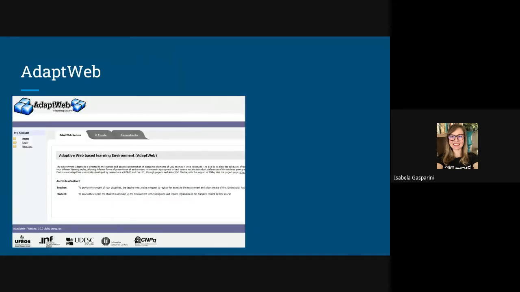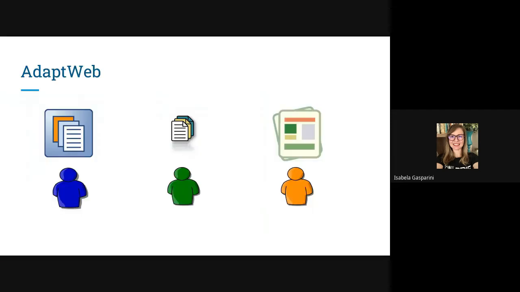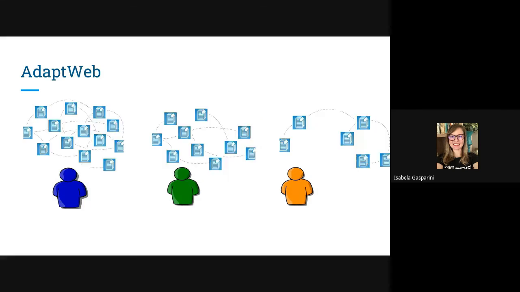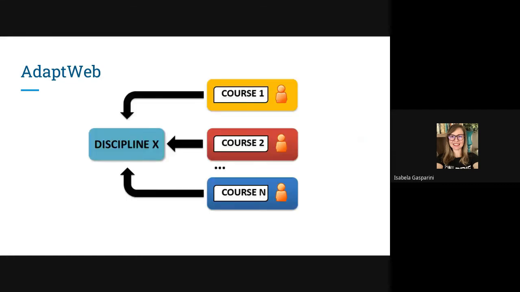We chose an e-learning platform to implement a tool based on our model. The environment chosen was AdaptWeb, an adaptive web-based learning environment. AdaptWeb adapts the content seen by each student, the presentation of the content, and also the students' navigation through the course. The concept behind AdaptWeb starts with the adaptation of a discipline.